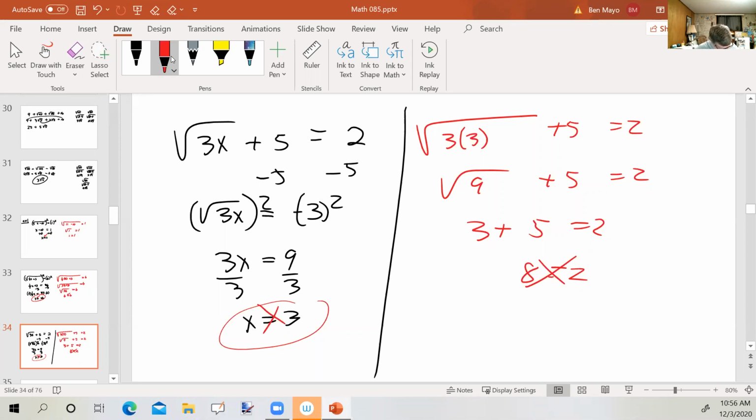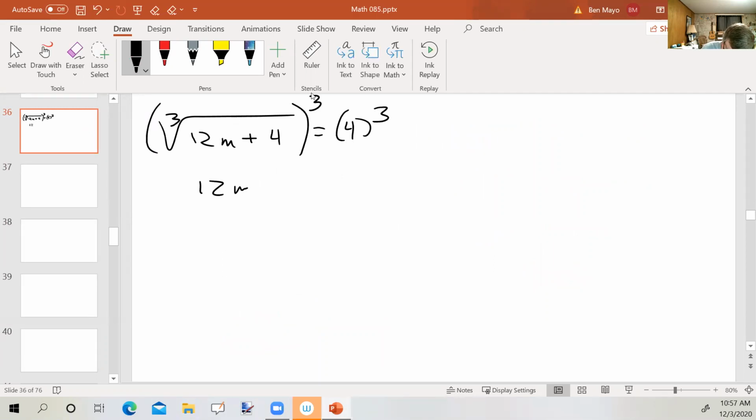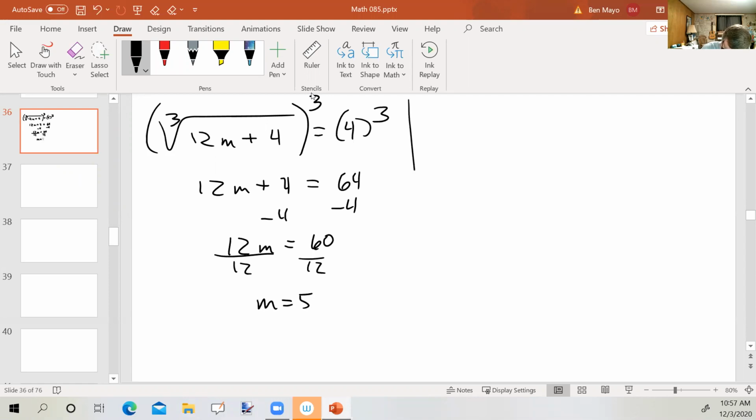Okay, let's see here. How about this? The cube root of the quantity 12m plus 4 equals 4. Again, we've isolated the radical. However, it's not a square root, it's a cube root. So we're going to cube both sides of the equation, which gives us 12m plus 4 equals 64. Subtracting 4 from both sides, 12m equals 60, divide by 12, m equals 5.